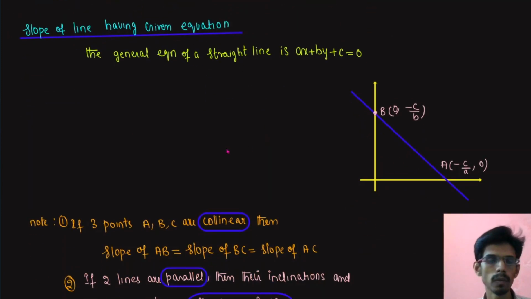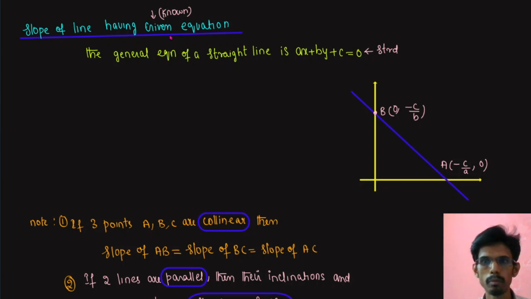Now the slope of a line when the equation is given, meaning the equation is already known to us. So far we don't know the equation of a straight line, but now the equation of a line is given. The general equation of a straight line is ax plus by plus c equals 0. This is the standard form of a straight line. To get the slope we want 2 points.